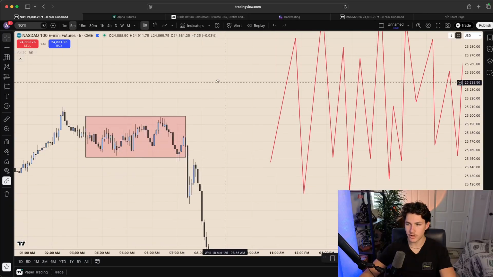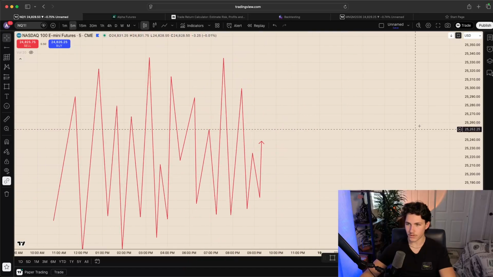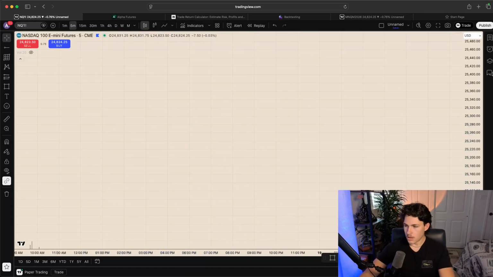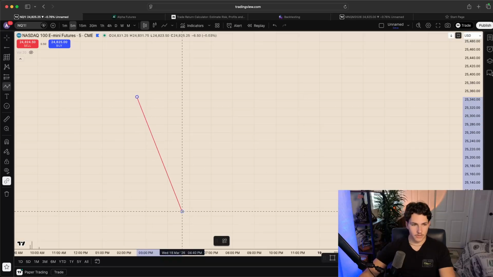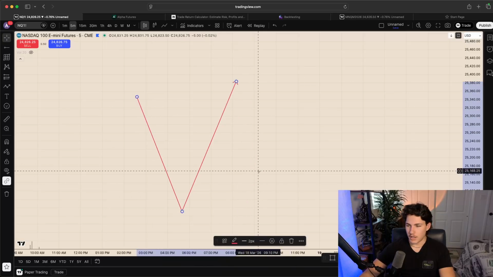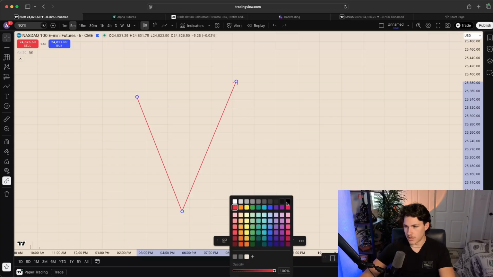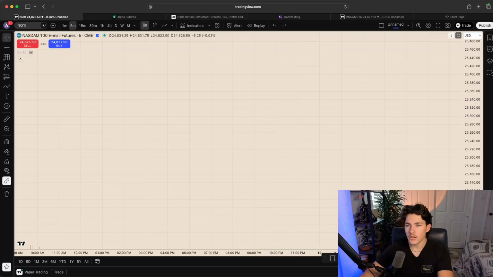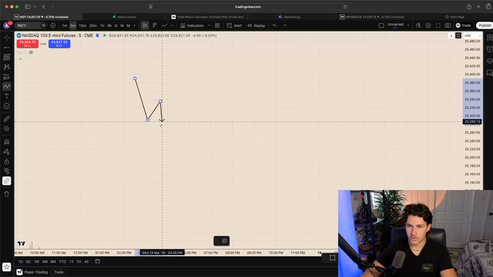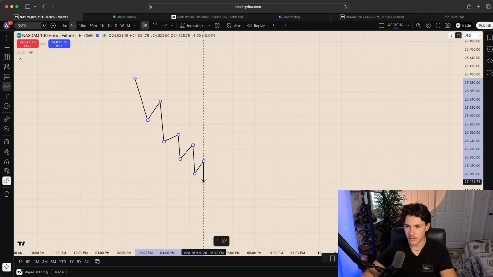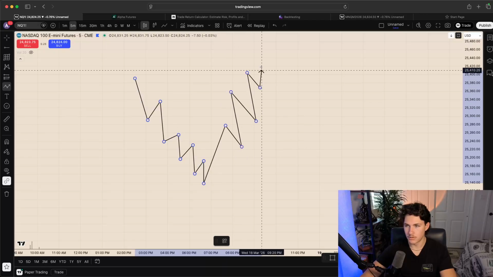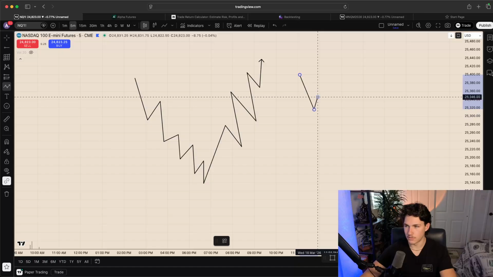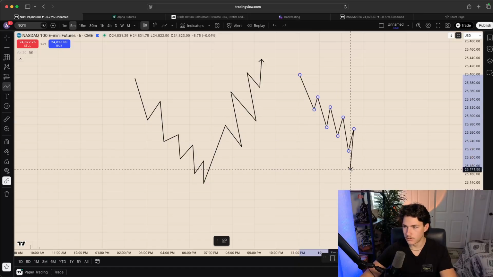Why does it happen so much? Because price doesn't move straight up and straight down. Price is not going to go like this and then back up. And let's make this black again so you don't think we're talking about a downtrend. Price does not move like that. Price does not move in a downtrend and then immediately come down and then go up. It doesn't do that.